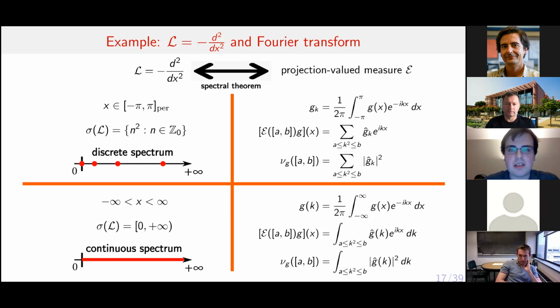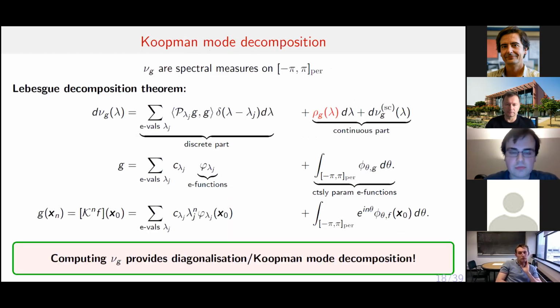So let's now look at this in the context of Koopman operators. And so here the spectral measures are on the periodic interval minus pi pi. Okay, you can use something called Lebesgue's decomposition theorem to split up that spectral measure into a discrete part and a continuous part. Now the discrete part consists of a sum of Diracs centered at the eigenvalues of the Koopman operator, an absolutely continuous component with spectral density rho g, and a singular continuous component, which I'm not going to really talk about, but the algorithms that we develop can also deal with this part.